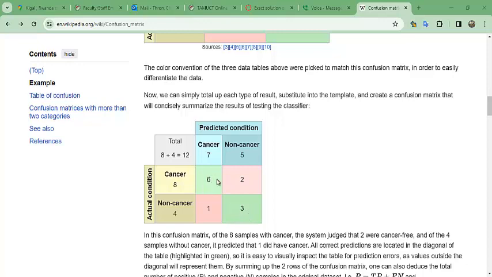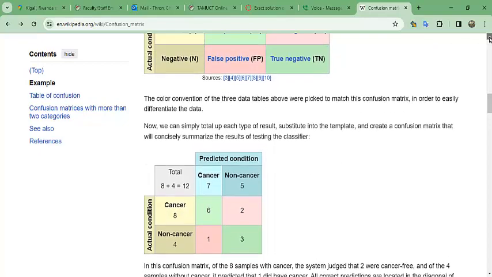So you see there are 4 alternatives. This is true cancer, which is correctly predicted. This is true cancer that is incorrectly predicted. This is non-cancer, which is incorrectly predicted, and non-cancer, which is correctly predicted. So these 4 boxes indicate 4 alternatives. The 2 boxes on the diagonal are the correct predictions, and the 2 boxes off the diagonal are the incorrect predictions.